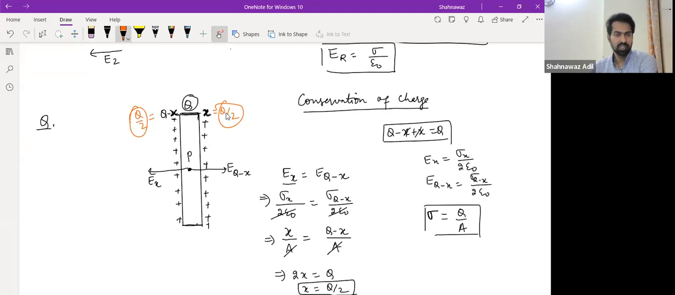Yes, sir. Yeah, so the question is how the charge is distributed when I put some charge on the conducting plate. So the answer is that the charge will spread evenly on both the sides. Understood?